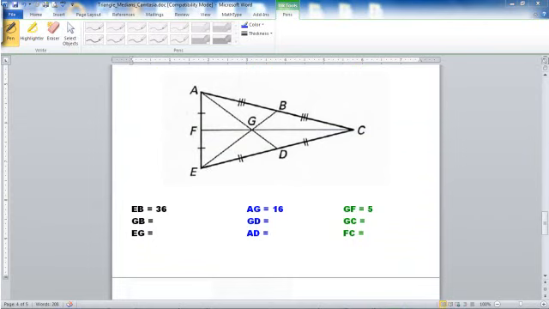So EB is the whole thing, that's 36. 36 divided by 3 is 12. Double my 12 to get 24. New scenario. AG is 16, that's my big part. Take my big part, cut it in 2, that's 8. And then 8 plus 16 is 24.